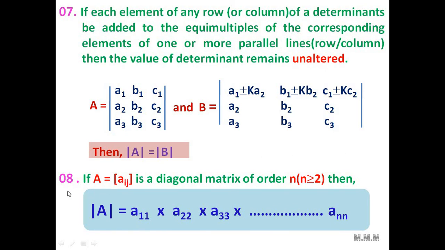Next, the 8th property is here. If Aij is the diagonal matrix of order n, then mod A equal to A11, A22, A33 and Ann. That means if you multiply all the diagonal elements diagonally, then we will get the mod A.